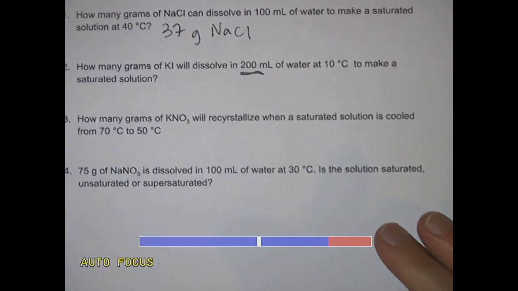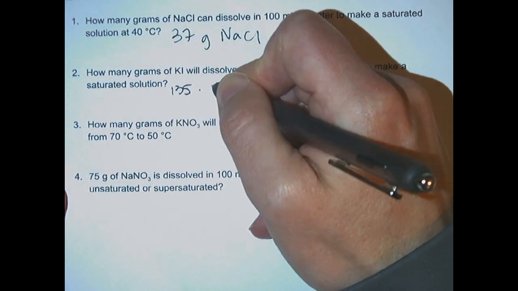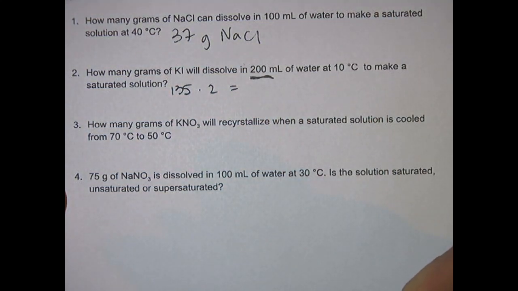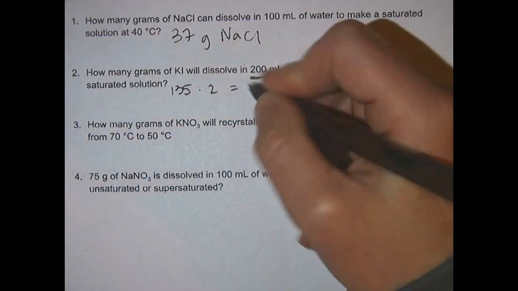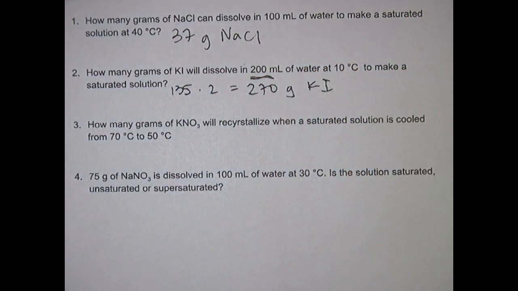But in 200 milliliters of water, you'd want to double that. So you just take your 135, which is what our graph said, times 2, because it's 200 milliliters instead of 100 milliliters. And 135 times 2 is 270 grams of potassium iodide.